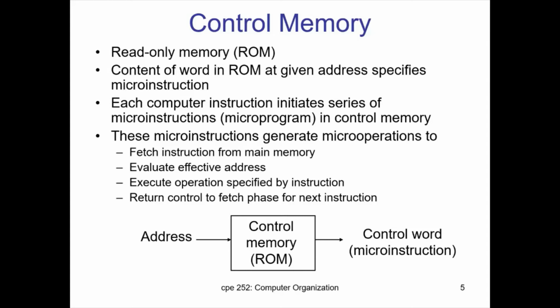So what it does is fetch the instruction, evaluate the effective address, execute the operation, and return the control to the fetch phase for the next instruction. Fetch, evaluate, execute, return. These are the micro instructions given to the computer as micro operations. So these micro instructions generate the micro operations to fetch the instruction, evaluate the effective address, execute the operation, and return the control to the main program. So, got it?